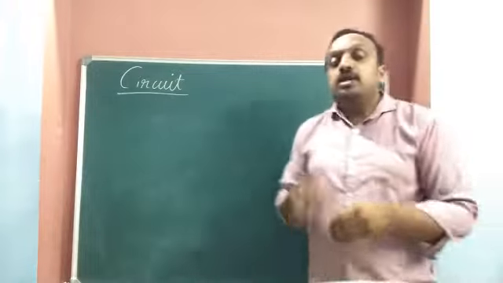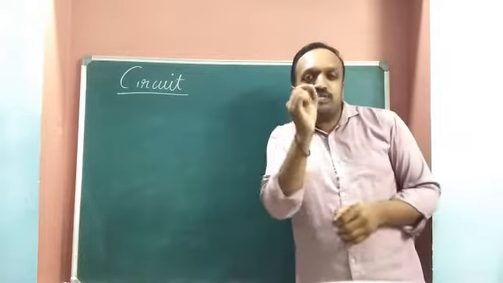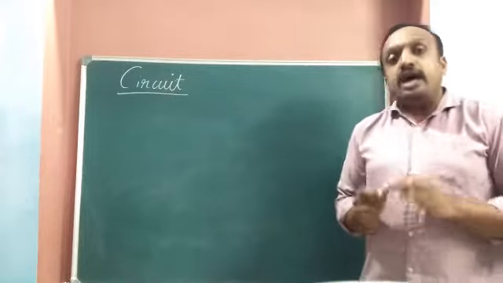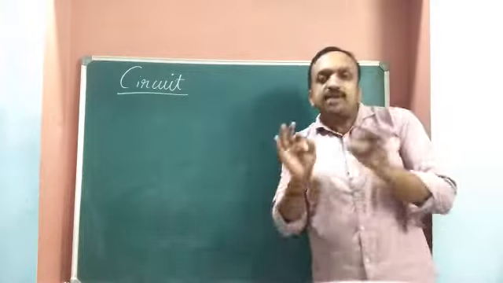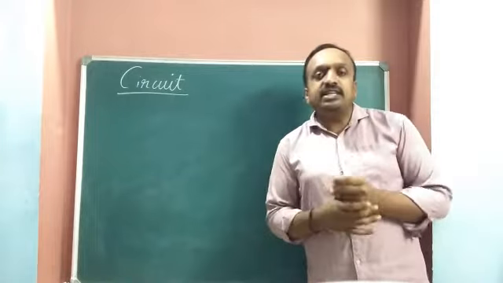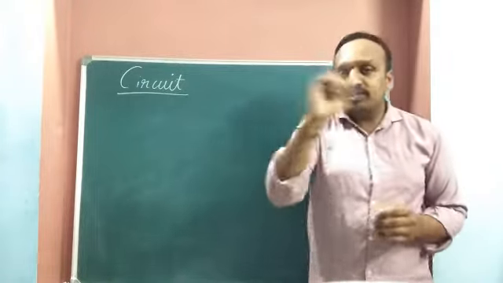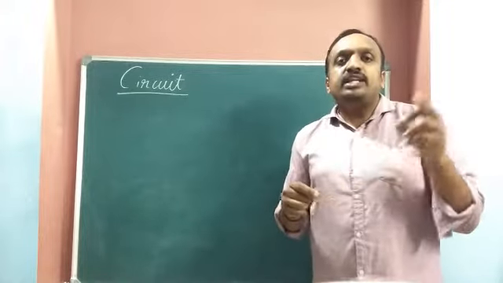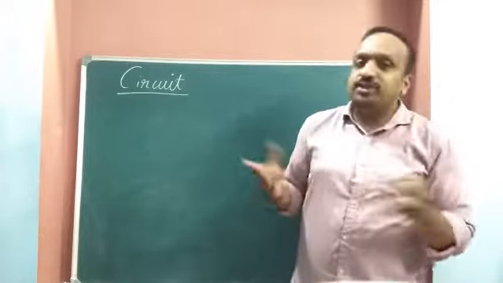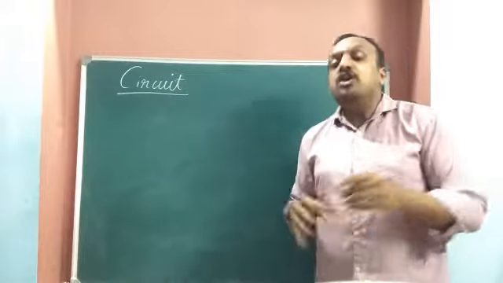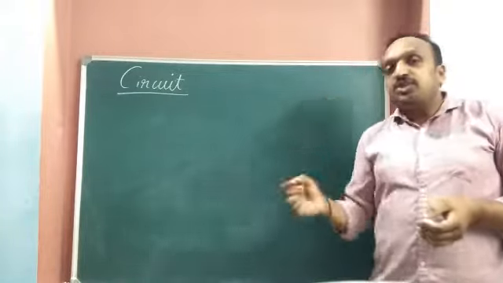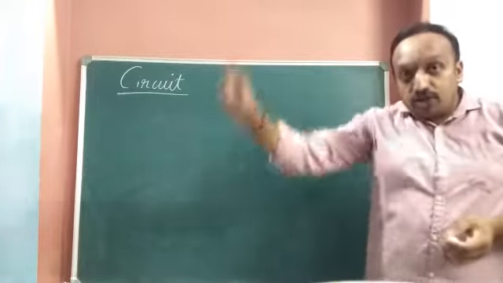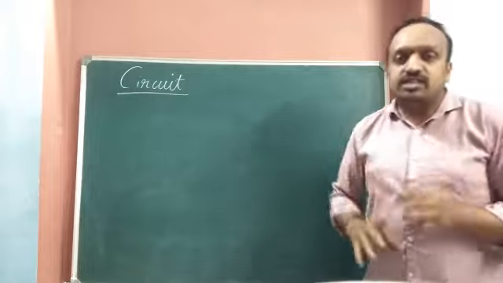Yes students, now I am going to give you a small introduction regarding the circuit and the components, the basic components present in the circuit. So first thing is the circuit is the closed path where the electric charges will flow. That's all. Very simple definition. What is a circuit? Circuit is a closed boundary or a closed path where the charges will move.